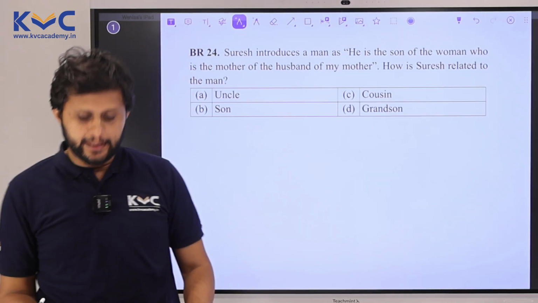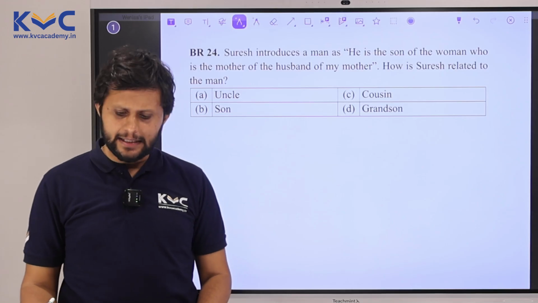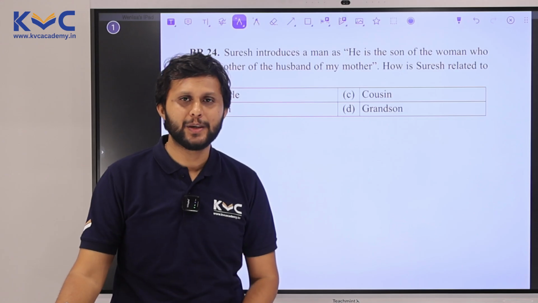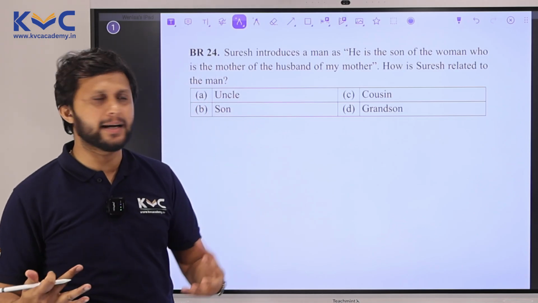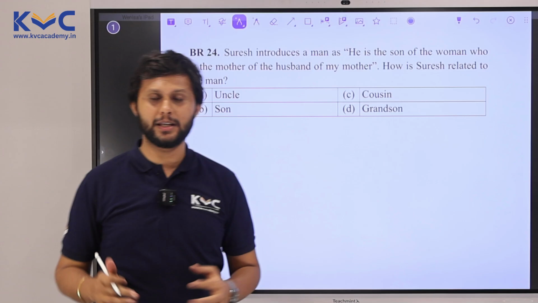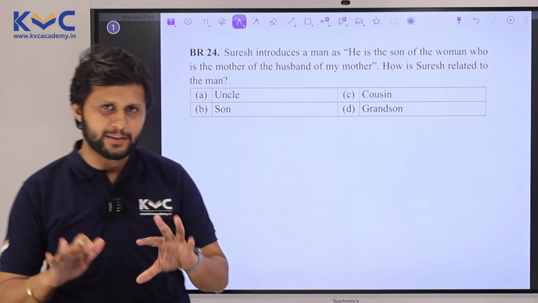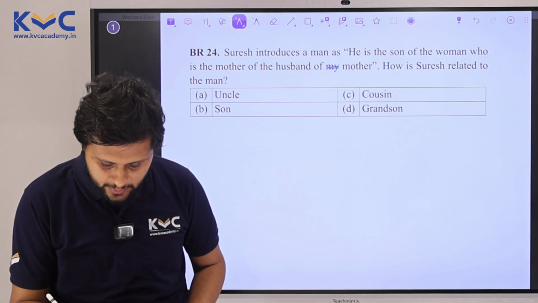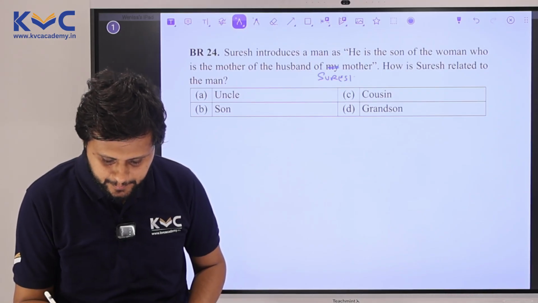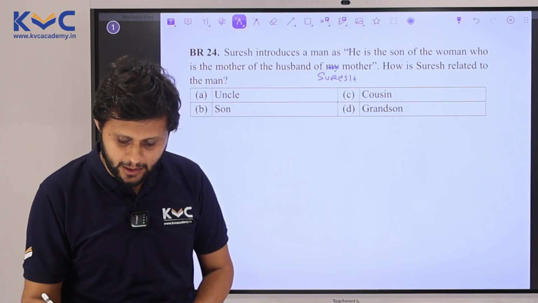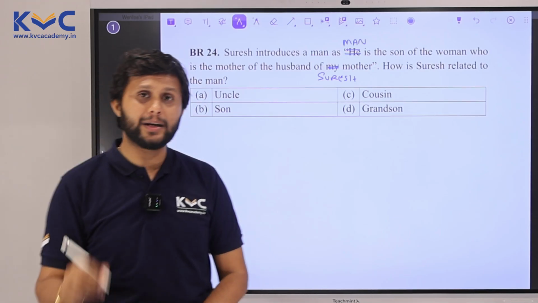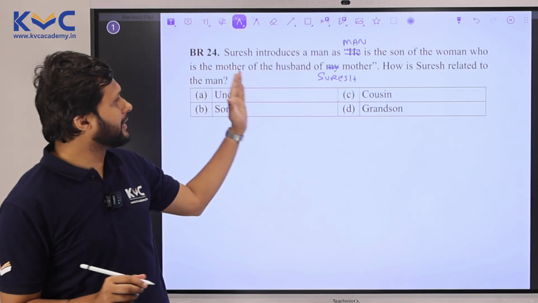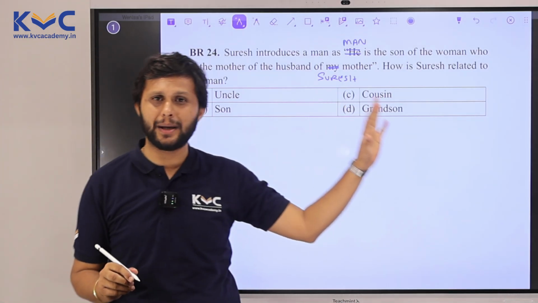24. Suresh introduces a man as he is the son of the woman who is mother of the husband of my mother. So when we have sentences like this introducing and then we have quotes, it gets a little confusing. So what we'll do is we'll replace a few words. Now my mother is there. Now who is introducing? Suresh is introducing. So we'll write Suresh over here. He is the son. We are talking about the man. Now if you reread it, man is the son of the woman who is the mother of the husband of Suresh's mother.